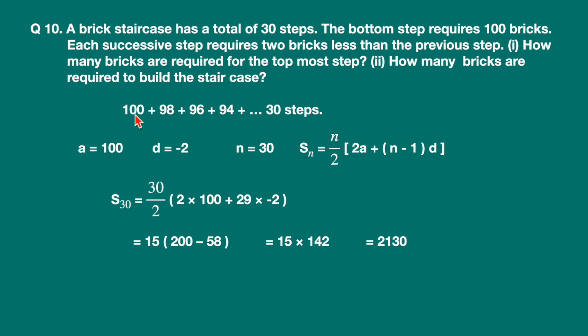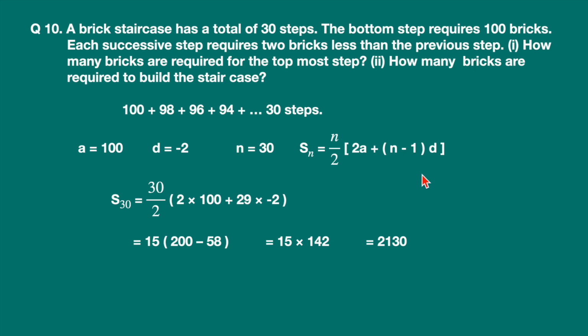Second term minus first term, so that is minus 2. N, the number of steps, is 30. Use this formula. Substitute these values and you will get the total number of bricks required for 30 steps is 2130.